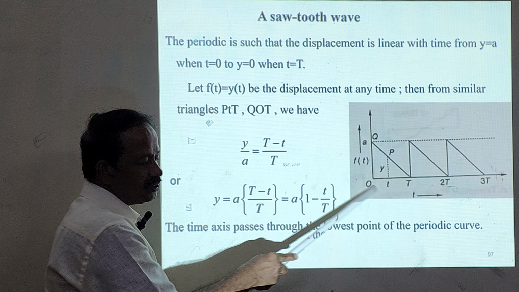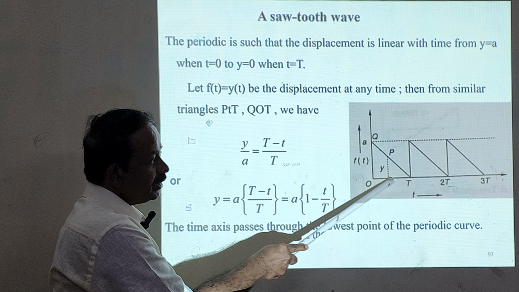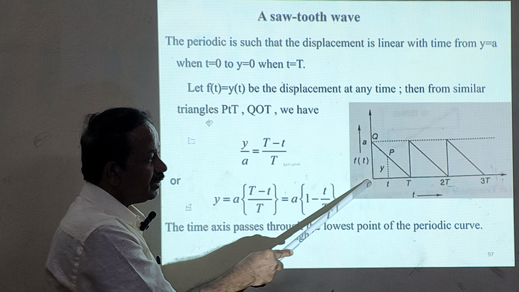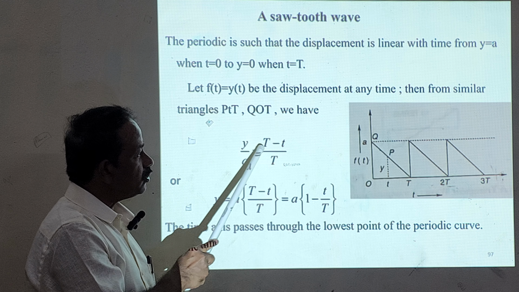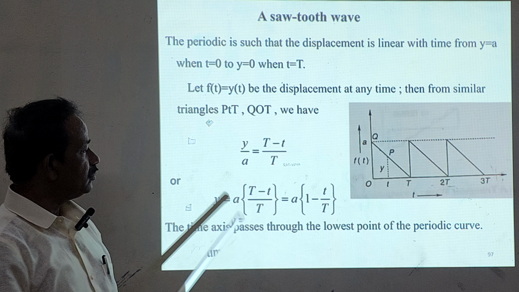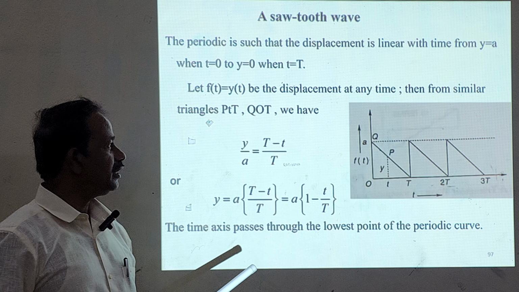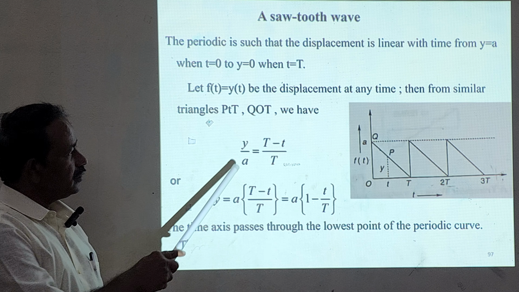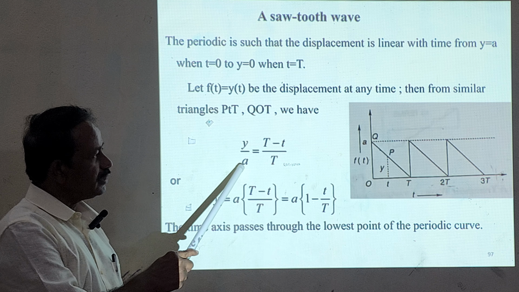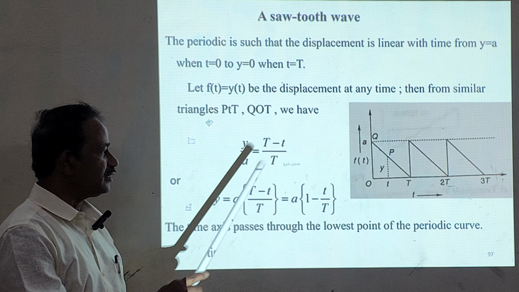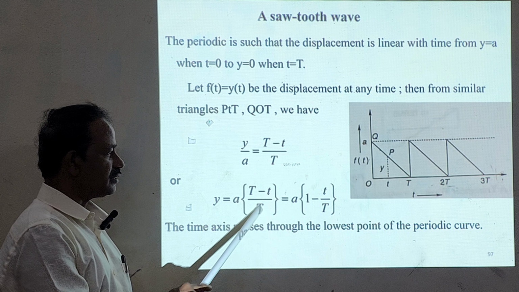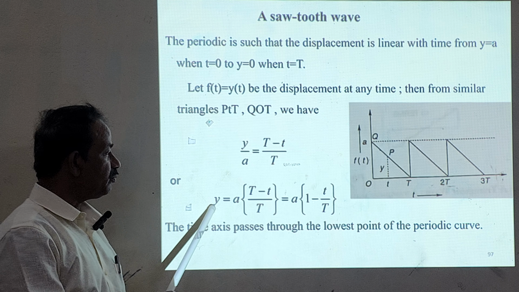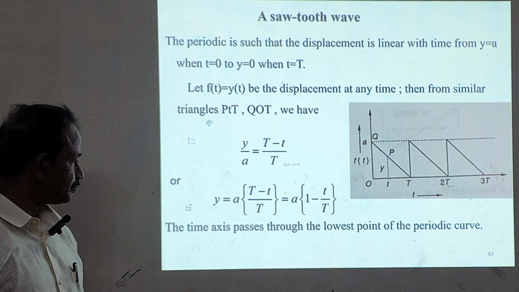See, this is T minus t. For the smaller triangle, this is capital T minus small t, and for the bigger triangle, this is capital T. So we have the relation y by A equals T minus t divided by capital T. Now, taking A to the right-hand side, we have y equals A times T minus t divided by T, so y equals A times 1 minus t by T. So wherever you find y, you can substitute this.